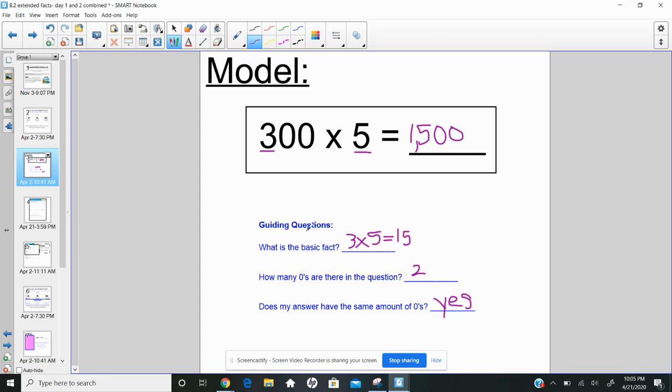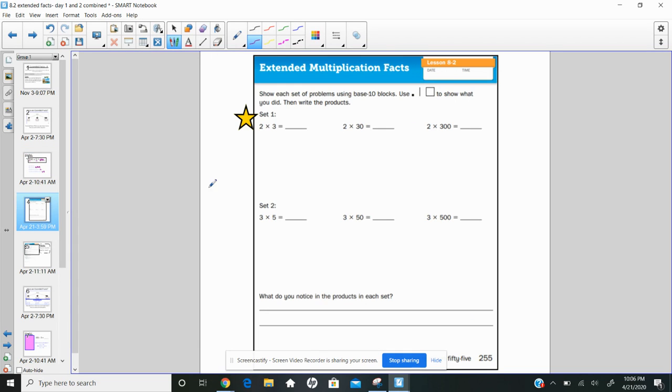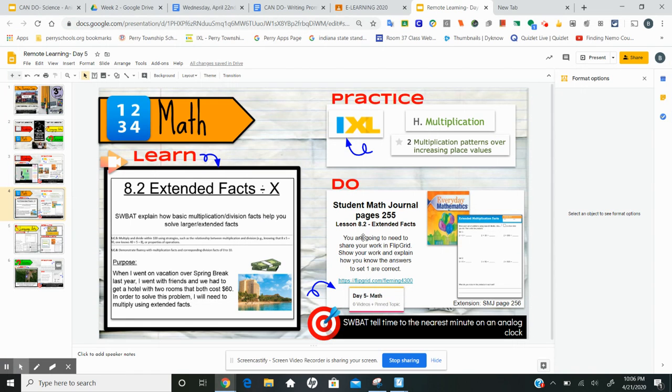So I want to make sure that I'm asking myself these guiding questions. Find the basic fact, find how many zeros there are, and then put that into my answer. Use the basic fact answer and have the added zeros. So that's what this problem is going to ask you to do on page 255. This is what is asked of you to do on your student math journal page here on page 255. That's what the do is. And then because that is our extended facts.